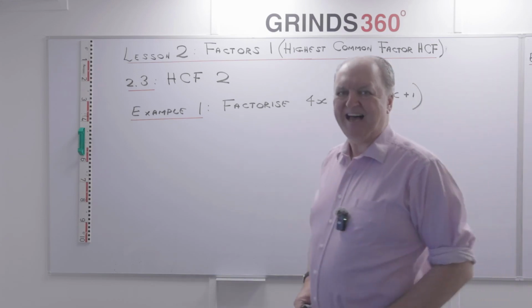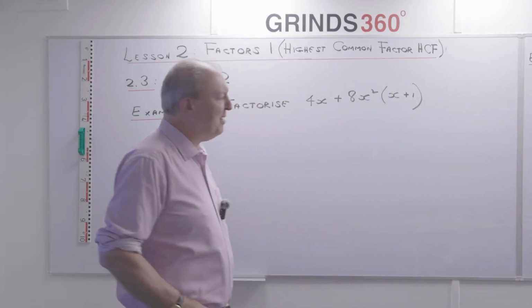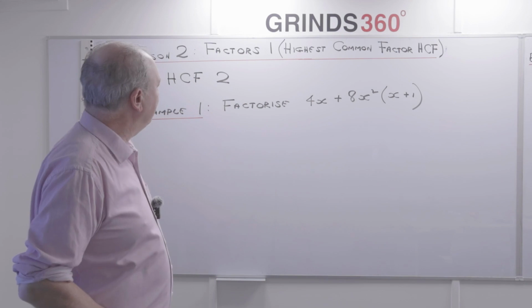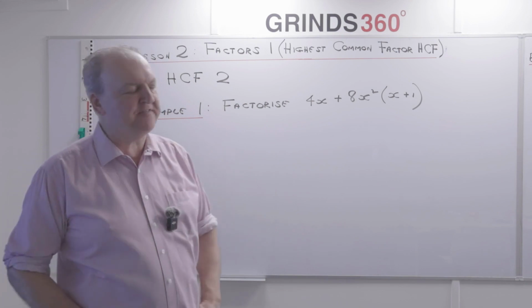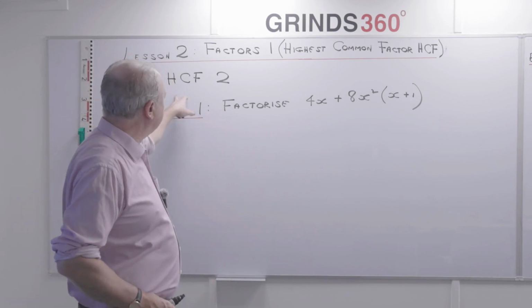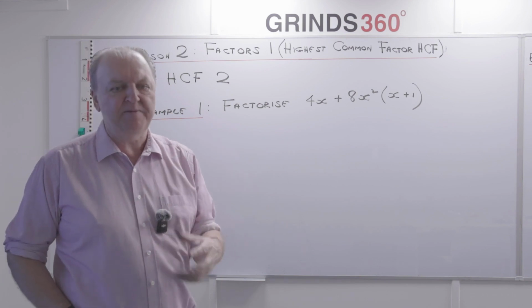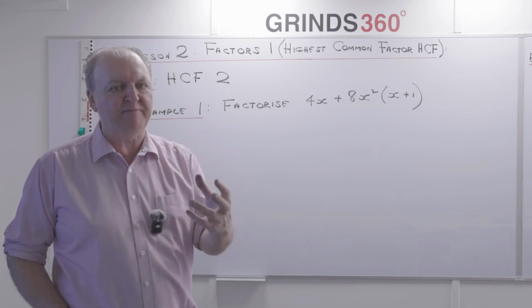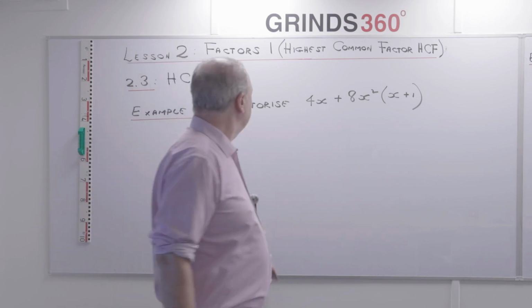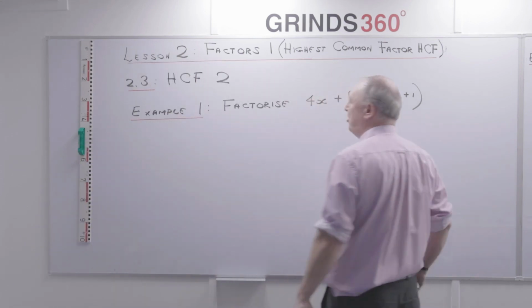Right, let's move on to the last lesson. Last part of the lesson, should I say, of factors number one, HCF. So we're on HCF part two, just slightly harder, more unusual examples, the kind of stuff that a higher level student should be able to cope with. So we're looking at example number one.